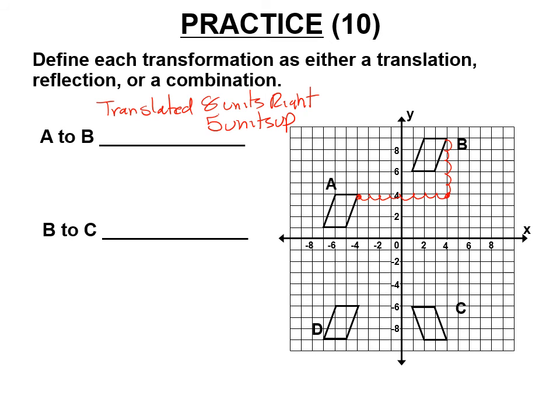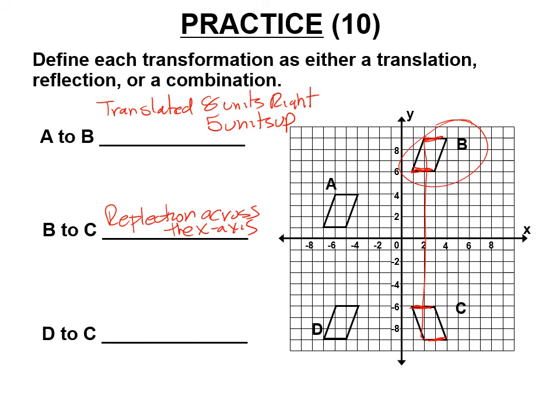B to C. Oh, I left more room than I thought. All right, so B to C. Let's see. If I take B and flip it over, will I land on C? Well, this front is at 6. This front lines up with this one. It does line up with it, and it's at 9 and -9. So this is a reflection across the x-axis.